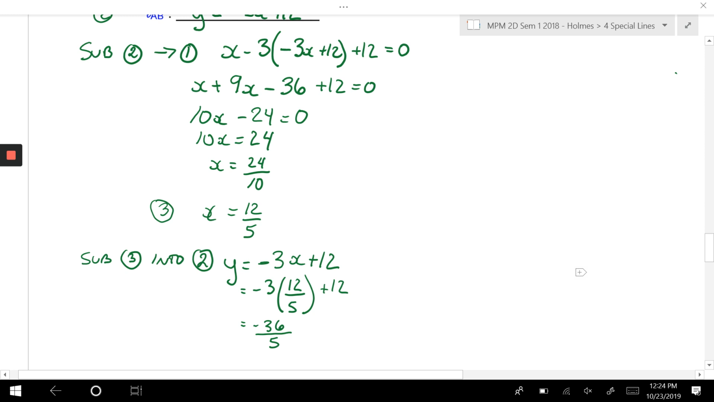So -3 times 12 fifths. We just multiply the numerators. 3 times 12 is 36, negative 36 over 5. And so at this point, because I'm going to have to add a whole number 12, I'm going to want to get a common denominator. I'm going to convert 12 into a fraction, multiply top and bottom by 5, giving me 60 over 5.